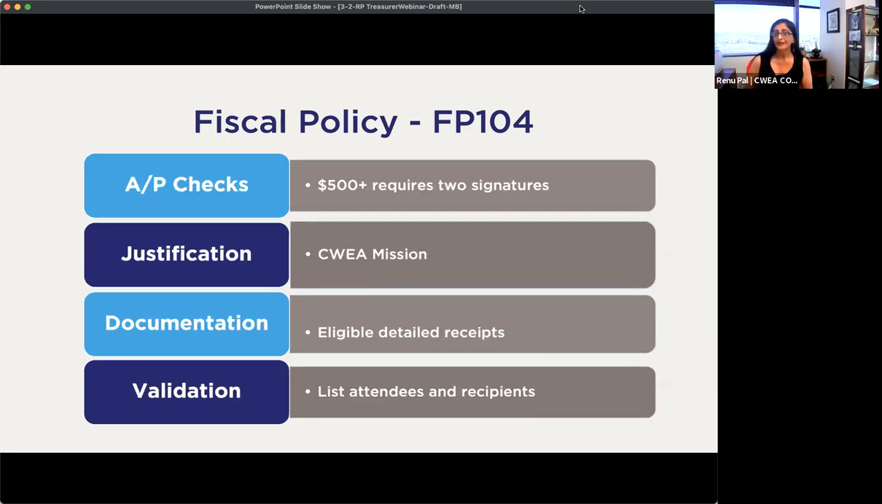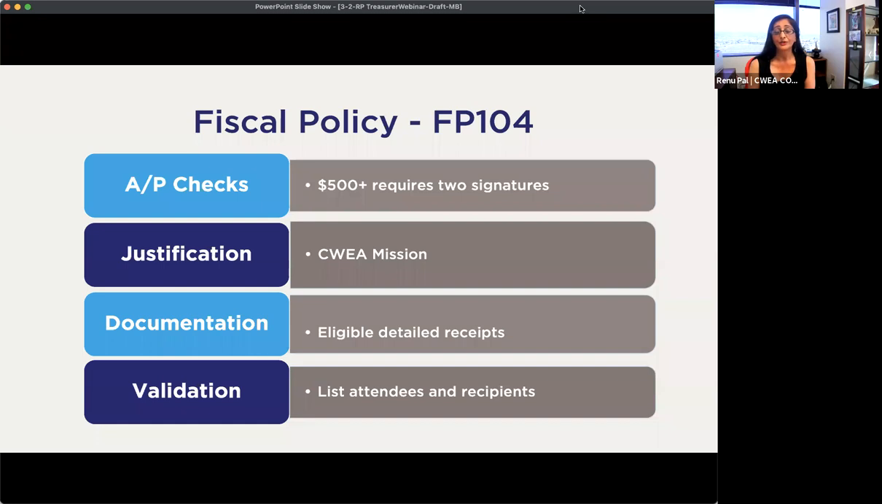Megan? So here are some of the other requirements. An AP check: if you're writing a check over $500, it does require 2 signatures. One of the ways that you can make that work if you are not together very often is via email. If the second signatory can email their authorization to the person who's actually putting the wet signature on the check, then when it's submitted to CWA, the treasurer would submit the email for the second signature showing an authorization.